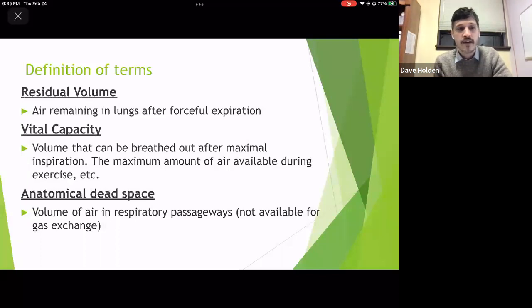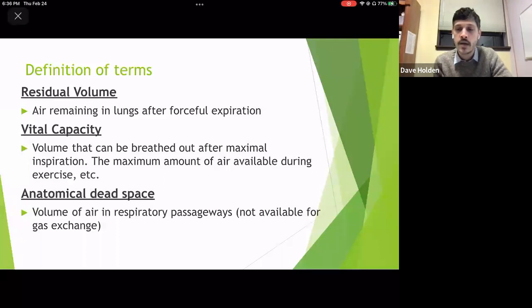Vital capacity. Vital capacity refers to the volume that can be breathed out after maximal inspiration. The maximum amount of air available during exercise and things like that. And then the anatomical dead space is the volume of air that's in the respiratory passageways, but that air is not available for gas exchange.